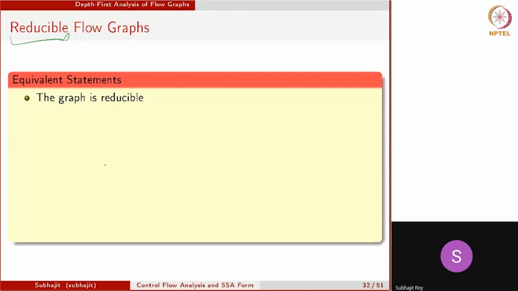So what is a reducible graph? The way I will define it is by just listing out its properties. Saying that something is a reducible graph is the same as saying that every retreating edge is a back edge. Remember that in a general graph, every retreating edge need not be a back edge. We just saw that example. But if it is a reducible graph, every retreating edge will be a back edge.